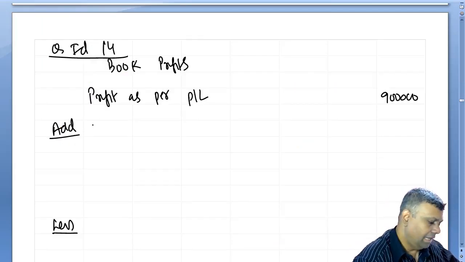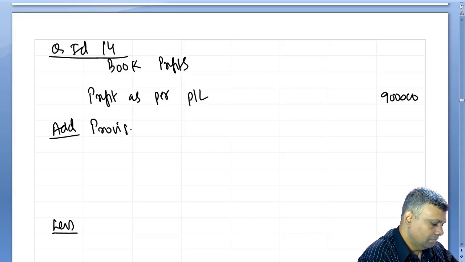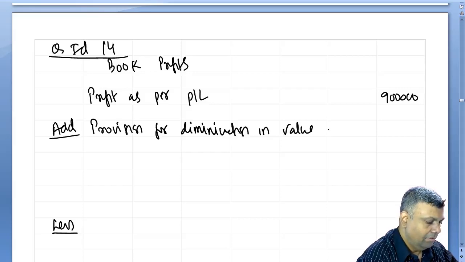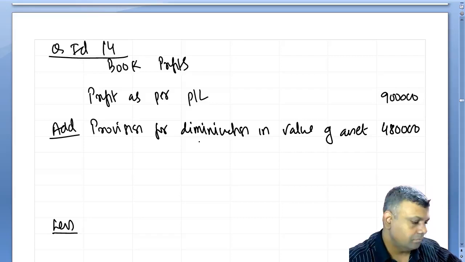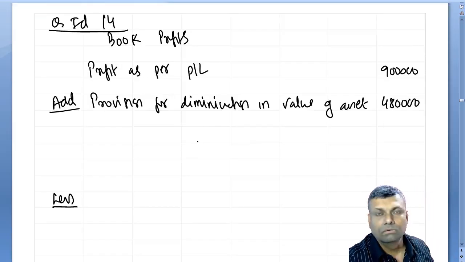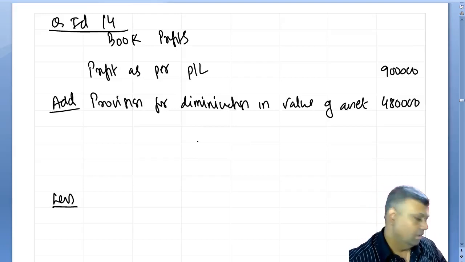Okay. Add: Provision for diminution in the value of asset, 4,80,000. Okay.